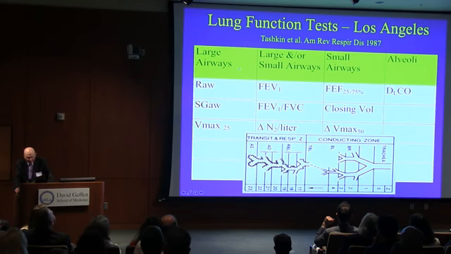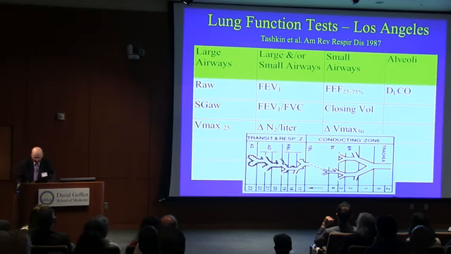We can divide them into measures of large airways, large and small airways, and small airways. I realize the small airways are airways that begin with about the 7th division of the tracheobronchial tree, and the major site of pathology in COPD is in the smaller airways.